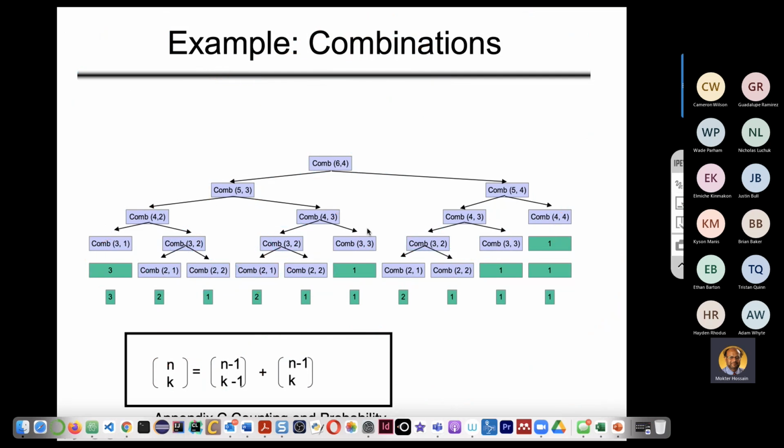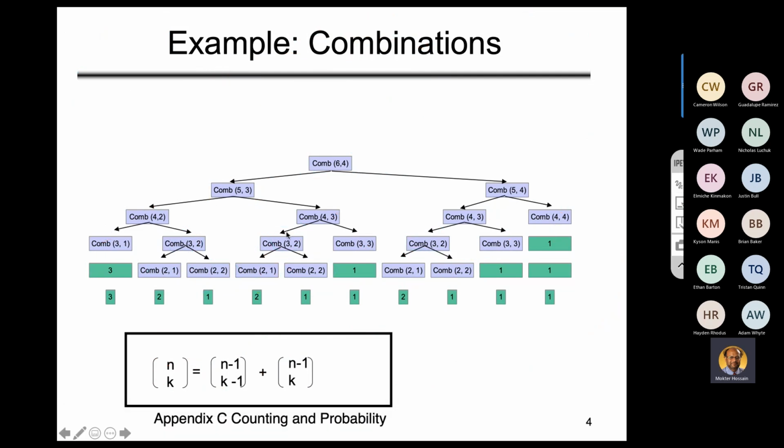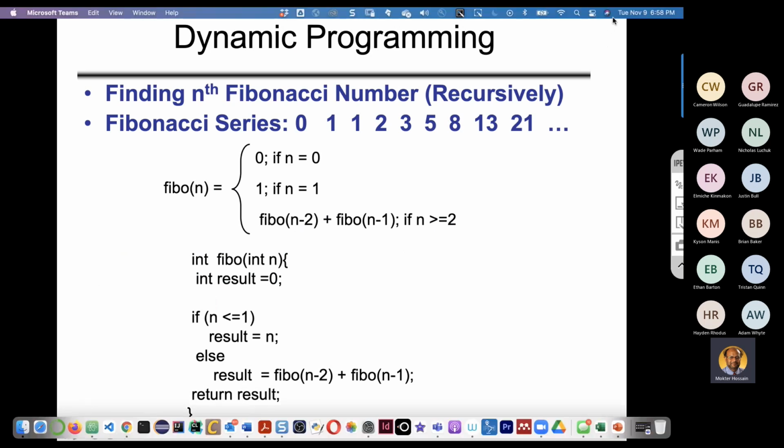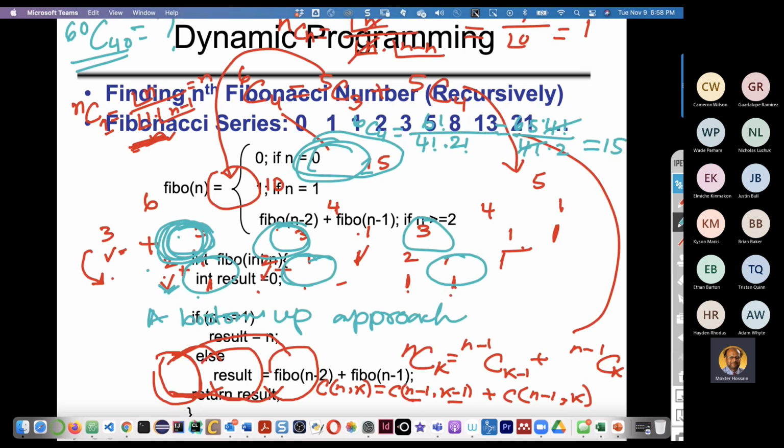Okay, so let me show you another example. The book has this one, in Appendix C, counting and probability. So now let us see a simple one, for instance. How do we find a Fibonacci number? We know that the Fibonacci series is something like this, right? Does anyone have any question about this one before I move on?